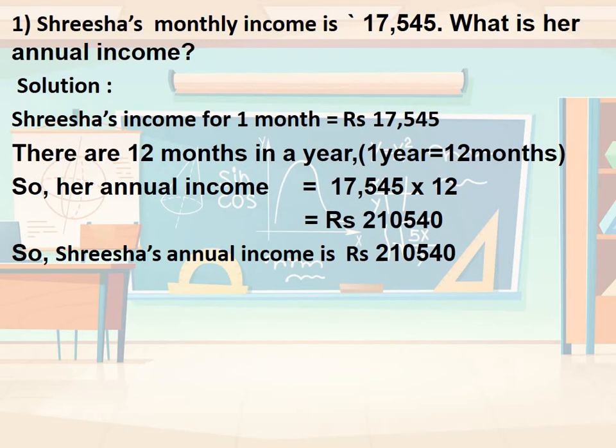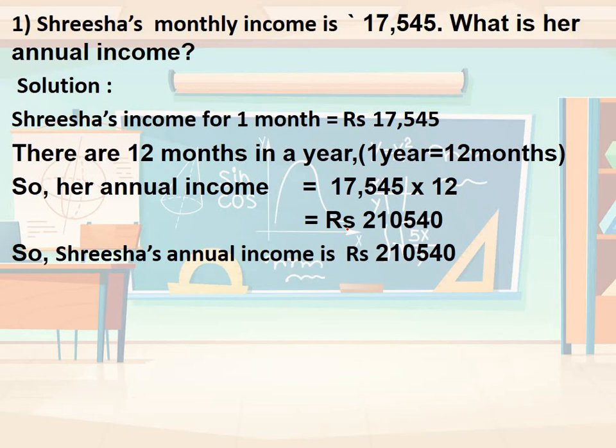Shrisha's monthly income is 17,546. What is the annual income? Okay, Shrisha. Income means the money which we get from a job. Whatever the job we do, whatever the earning we do, that is known as the income. So Shrisha, she is getting 17,545 monthly. If 1 year is equal to 12 months, in 1 month she is getting this much, then in 12 months how much she will get? 12 multiplied with this, you will get the answer.